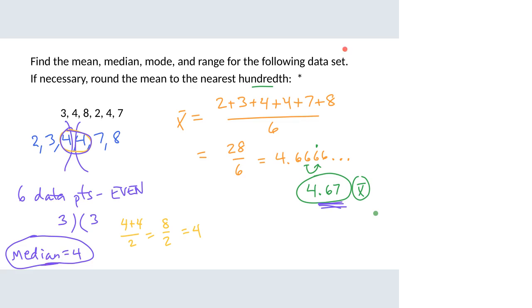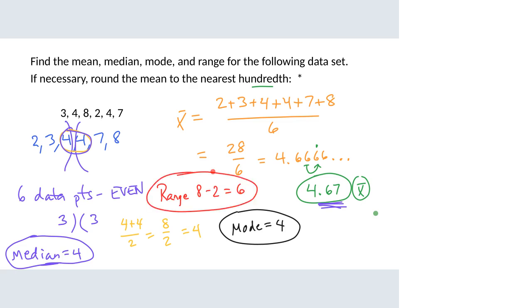The mode, as we look at this data set, the only thing that occurs more than once is the 4. So the mode's going to be 4. And then finally, the range. Well, the range is the highest minus the lowest. The highest is 8. Lowest is 2. So the range is 6.